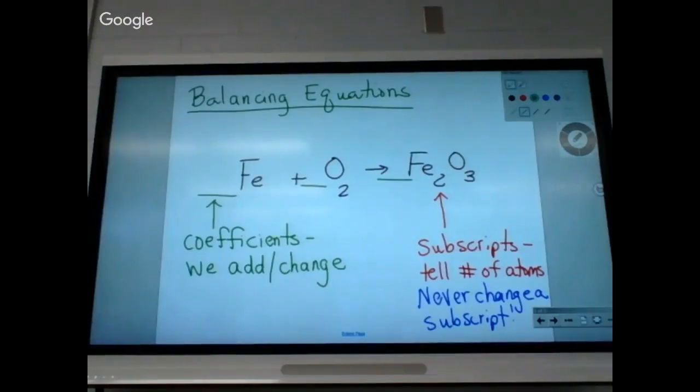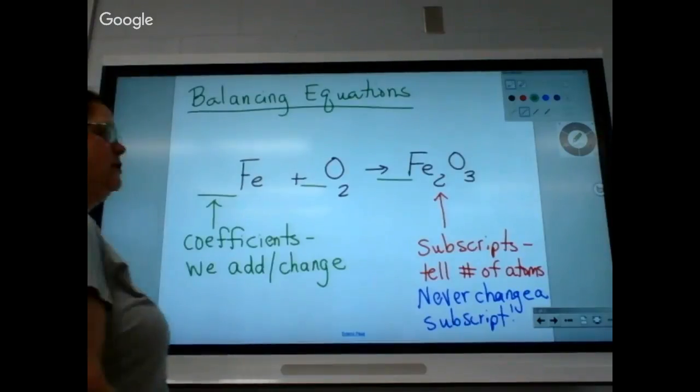who's the person who put those there? You did or I did. And if it's not the right coefficient, we can do what? We can change it. Now, look at where I drew the green lines. They're in front of the compound. Those are the only places that you can put numbers.